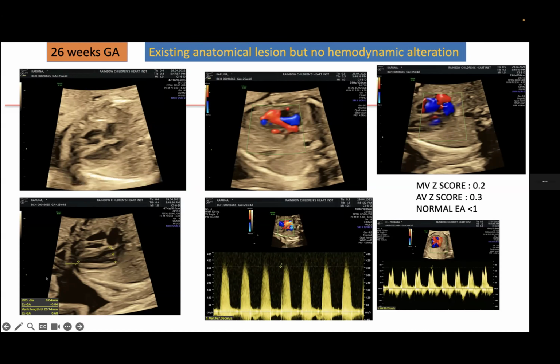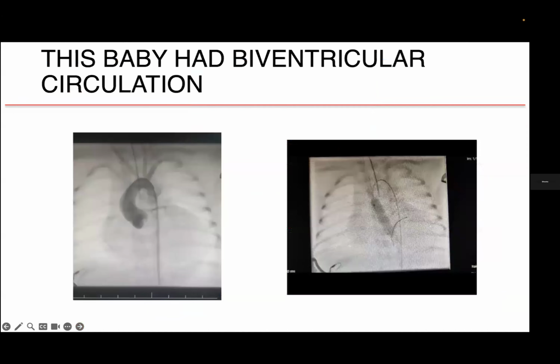So the aim is where the hemodynamic alteration starts; they are the candidates where probably we need to do the fetal cardiac procedure and then halt the hemodynamic process. So this case, what I have shown, had severe aortic stenosis, but the left ventricle was always well preserved. The foramen ovale flow was always well preserved. And therefore, we did not do any procedure, and this baby was delivered, and he underwent biventricular correction by just balloon aortic valvotomy, and that too after the birth.